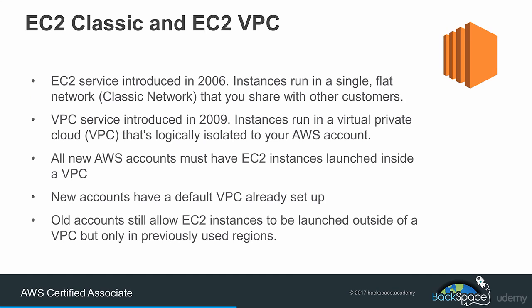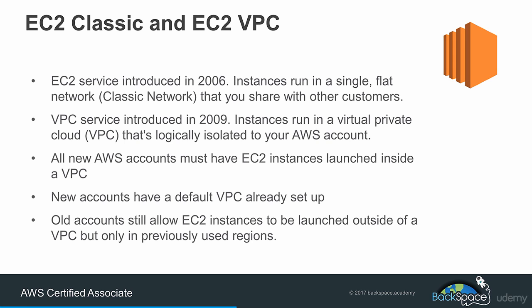So the EC2 service was introduced in 2006, and in 2006 instances ran on a single flat network, which we now call the Classic Network, and that was shared with other AWS customers, so it didn't have your own virtual private cloud as such. The VPC service was introduced in 2009, and instances run in a virtual private cloud, which is an environment that is logically isolated to your AWS account and is isolated from other AWS accounts.